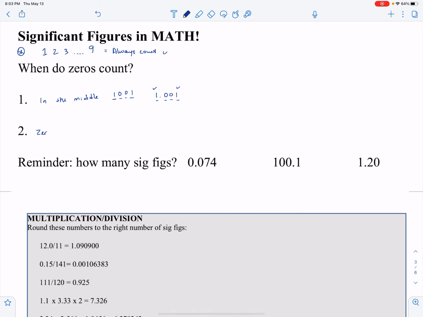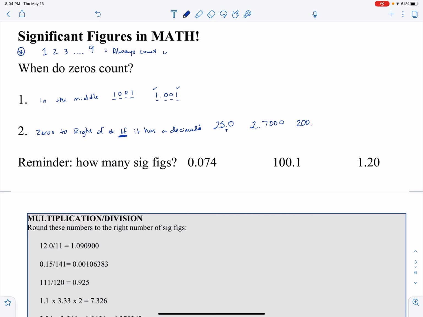So zeros to the right of numbers, if and only if it has a decimal. You've got to have both parts: it has a decimal. So like an answer that has a decimal. If I said 25.0, it's got a decimal, so this rule works for it. If I say 2.7000, that's got a decimal. Even if I say 200 with a decimal point like that, it's got a decimal.